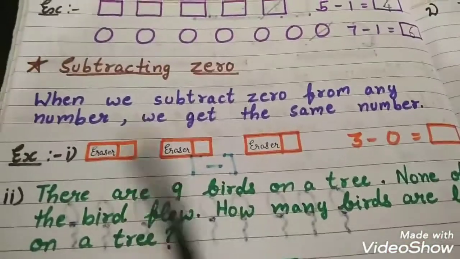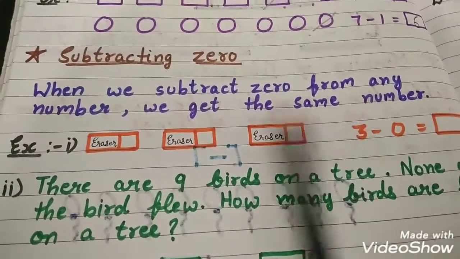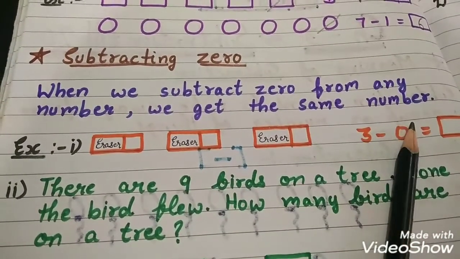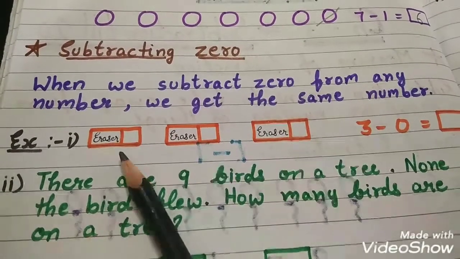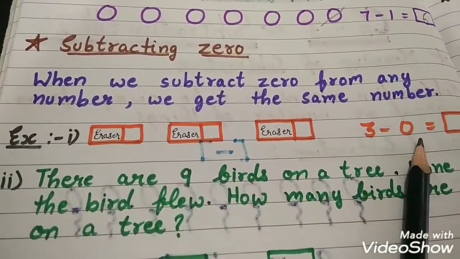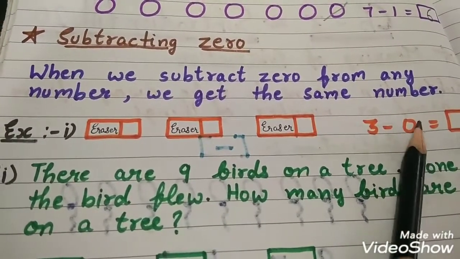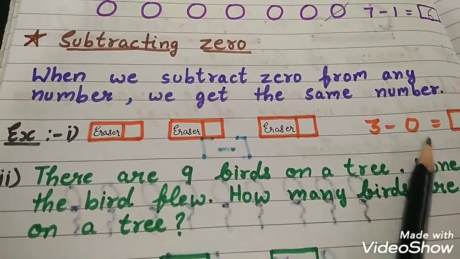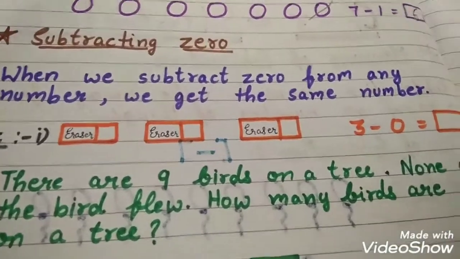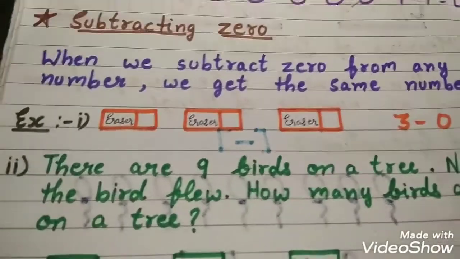Our next topic is subtracting 0. When we subtract 0 from any number, we get the same number, right? Let us see the example. Here are 3 erasers, right? And 3 minus 0. So we have 3 erasers. And what do we have to reduce? 0. 0 has no value. So the answer will be the same. The answer will be 3.